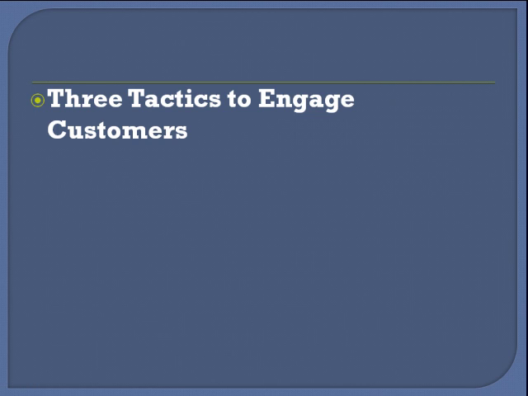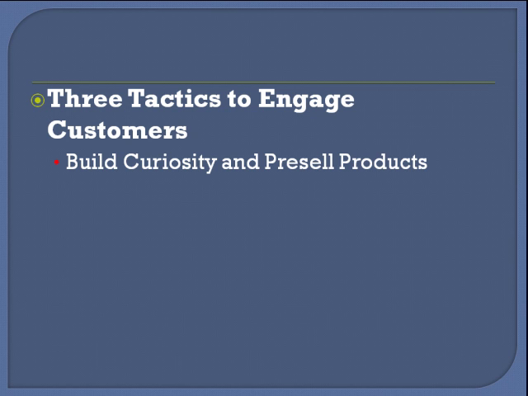Let's talk about the 3 tactics to engage customers. The first tactic is to build curiosity and pre-sell products. And what I mean by that is if you're selling a product or a service, you need to somehow build trust before they want to buy. Usually when customers see your product, they don't know you, they don't know your product and what it's all about. And people are going to ask the question, what's in it for me? So you have this chance to use this QR code to do that. And let me show you how and give you an example of how others are doing this.